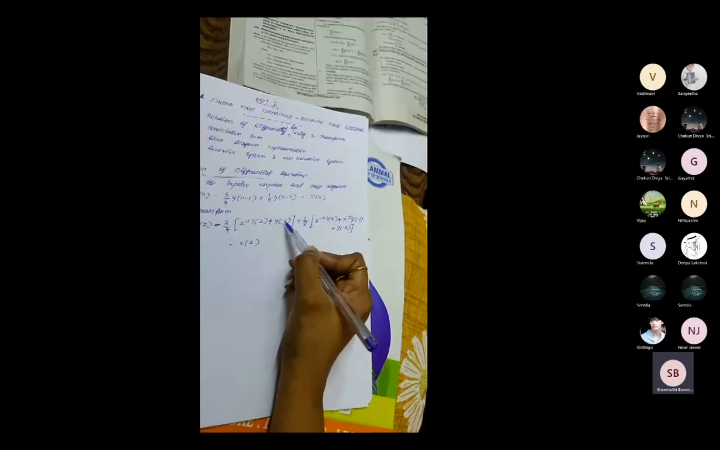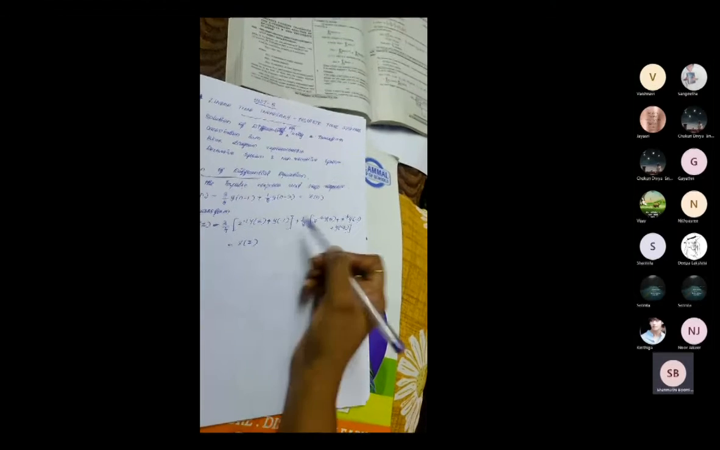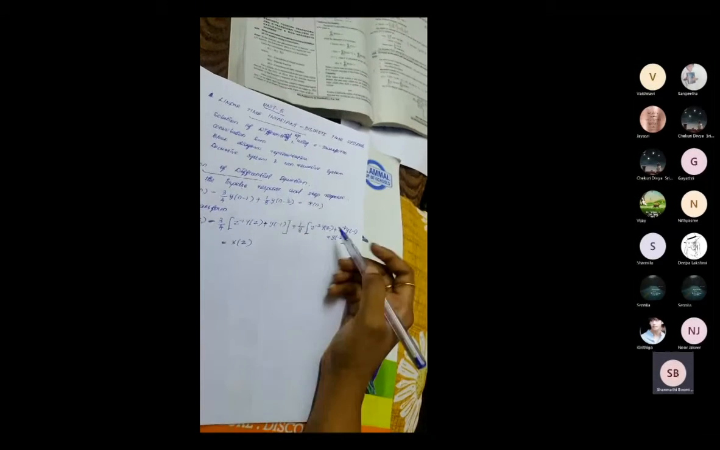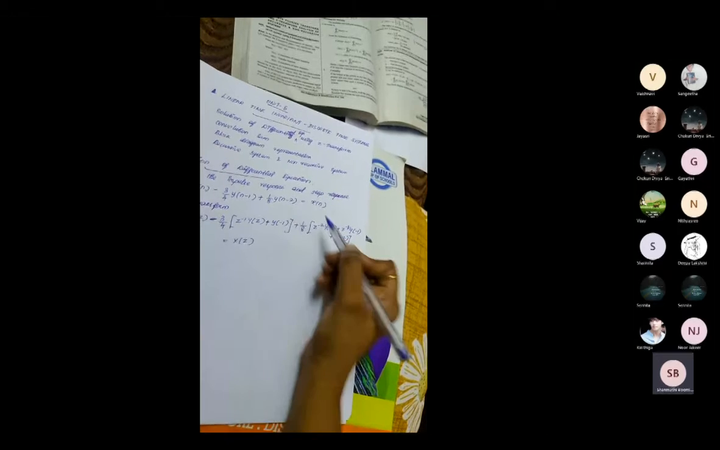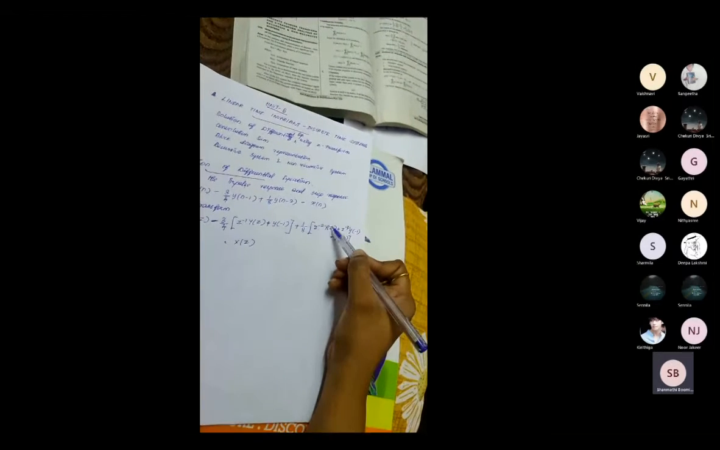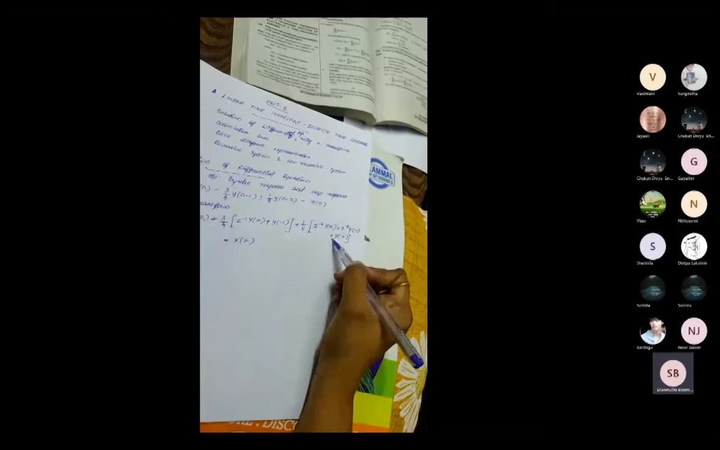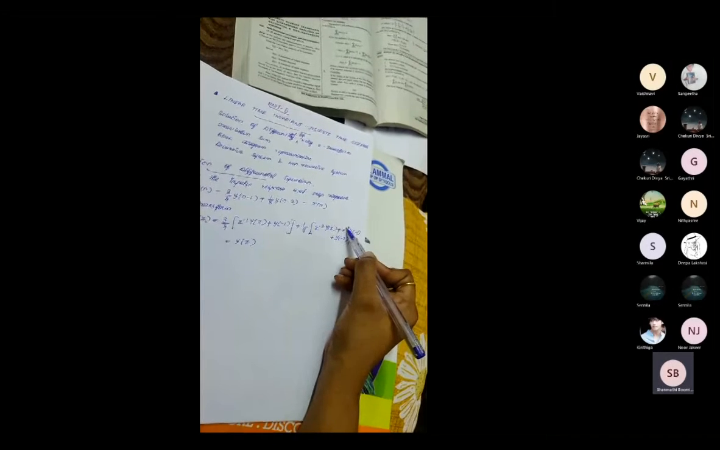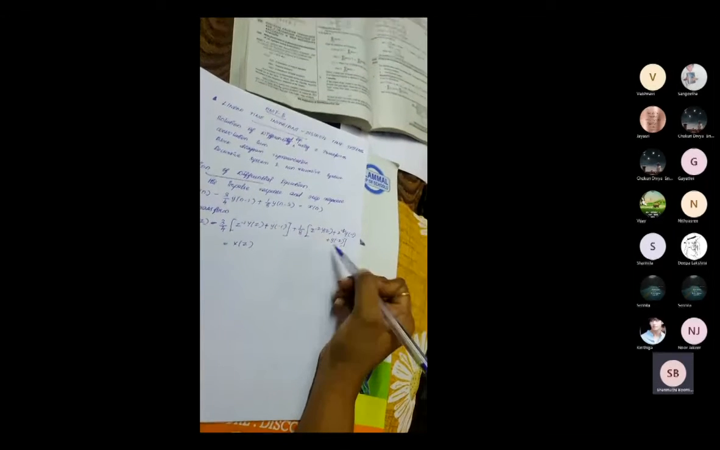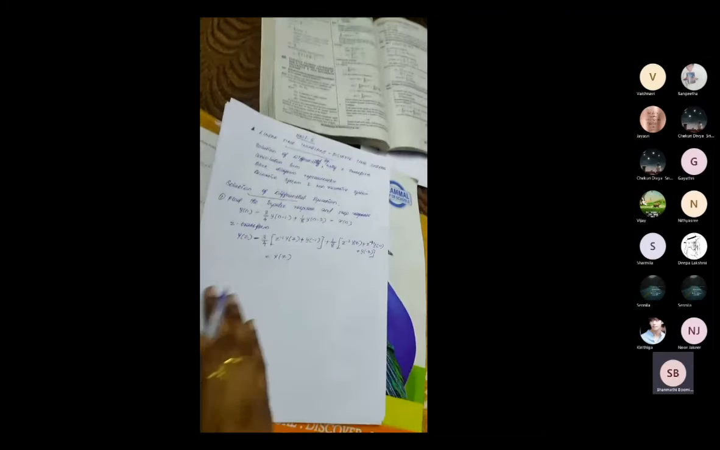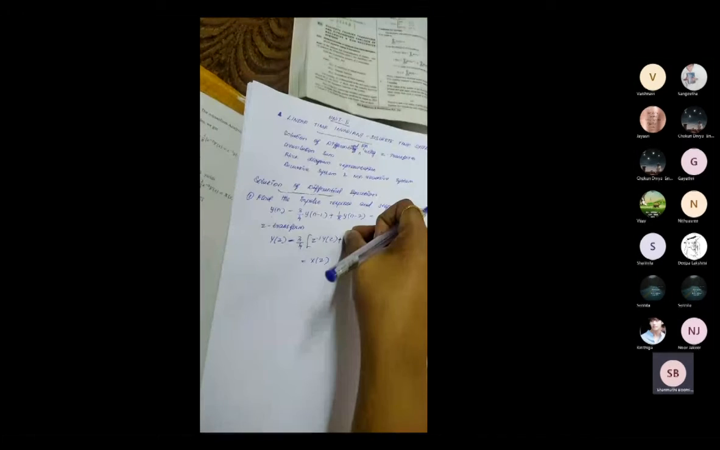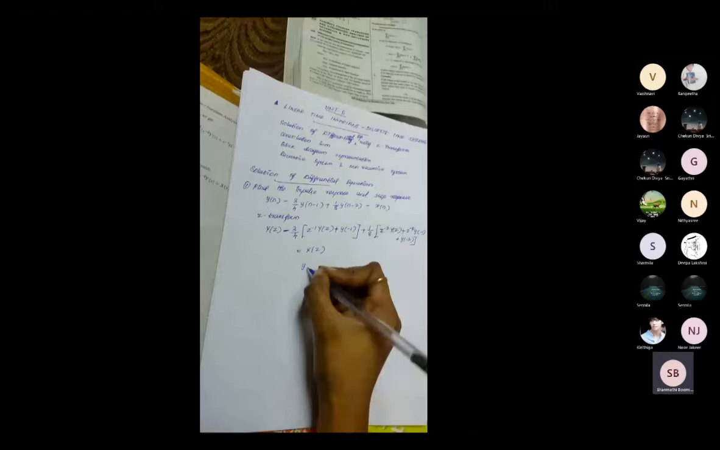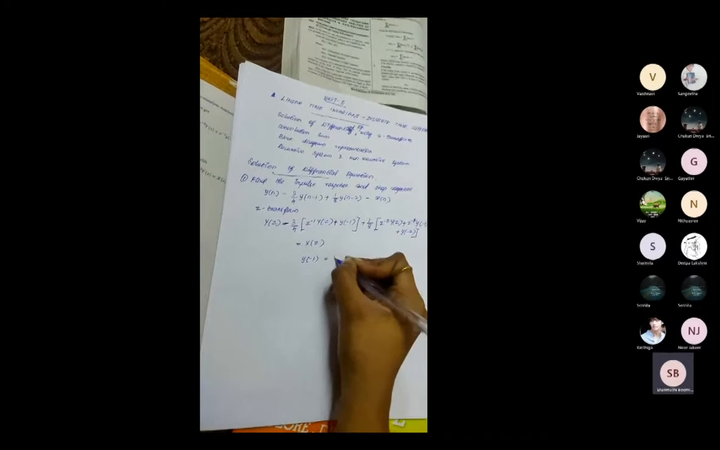For y of n minus 1, we start with z inverse Y of z, and after that you write the initial condition y of minus 1. Then for y of n minus 2, it becomes z power minus 2 Y of z plus the initial condition z power minus 1 y of minus 1 plus y of minus 2. What is the next step? Check for initial conditions. If any initial condition is there, apply the value at that point. Here you don't have any initial condition in the question, so y of minus 1 and y of minus 2 are both 0.